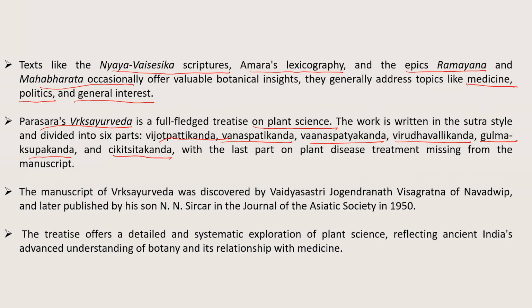The manuscript of Vrikshayurveda was discovered by Vaidyashastri Jogendranath Vidyabhushan of Navadvip and later published by his son N. Sarkar in the Journal of the Asiatic Society in 1950. The treatise offers a detailed and systematic exploration of plant science, reflecting ancient India's advanced understanding of botany and its relationship with medicine.